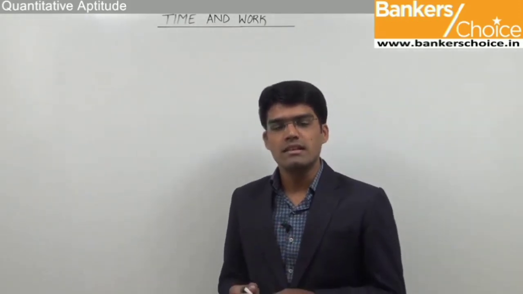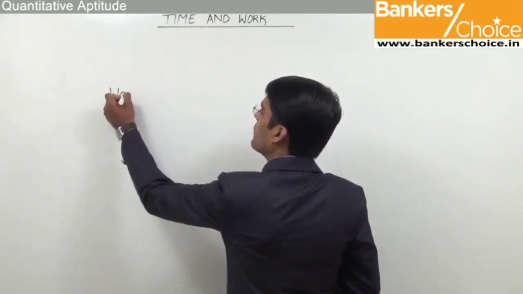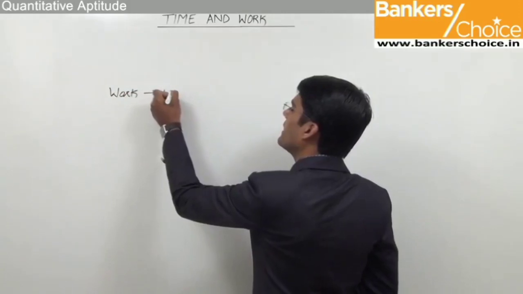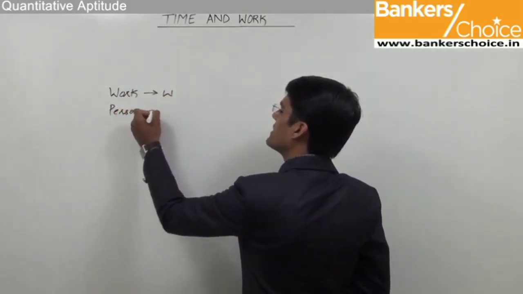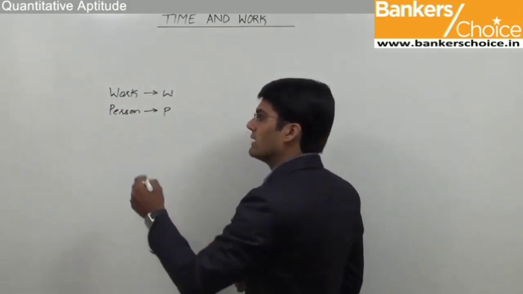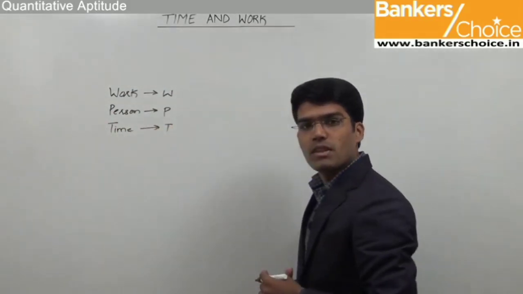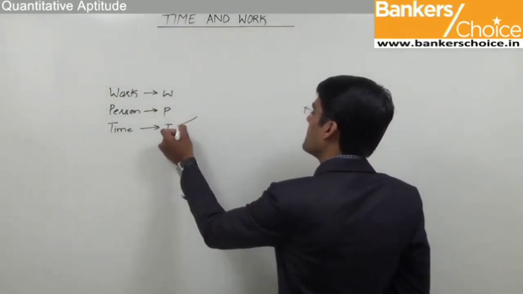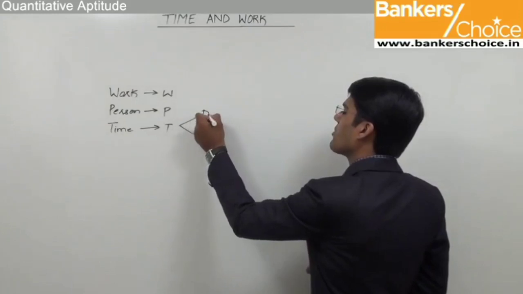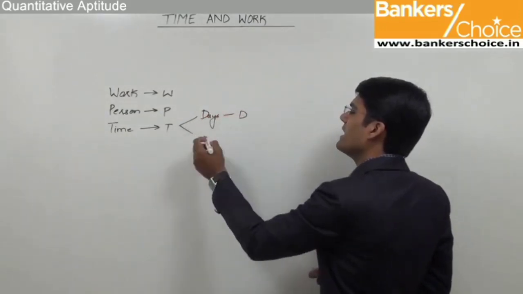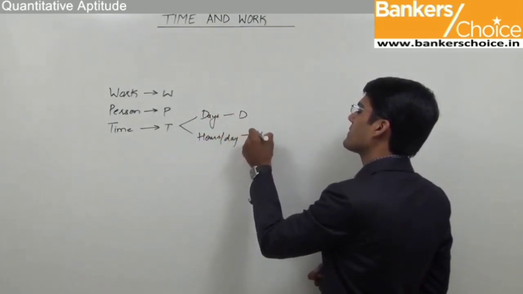Here, we need to consider three important variables. They are as follows. The first variable is work, which is generally denoted by W. The second one is the number of persons, which we generally denote by the letter P. And the third one is time, which in general can be taken as T. To be specific, the third variable, time, can be classified into two things. That is the number of days, which we can take as D, and the number of hours per day, which we shall denote as H.